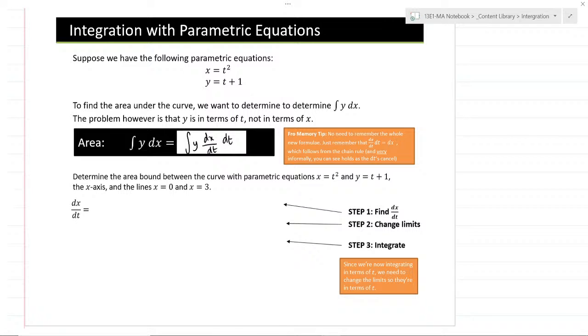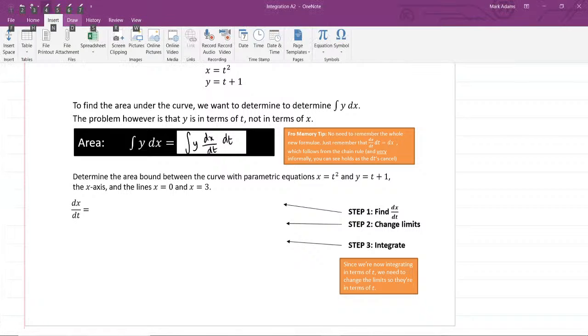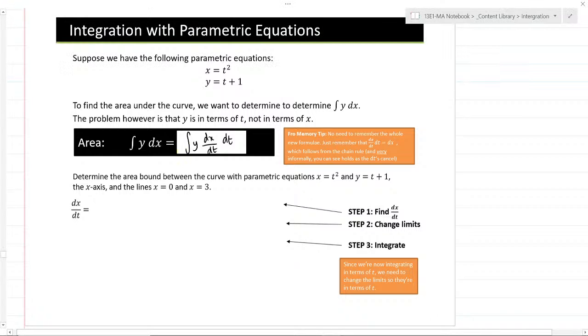Now, if we think about what that means, we do y times by the differential of x with respect to t, and then we can integrate that in terms of t. Does that make sense? Everybody should be getting this part here down. This part here is the important part.